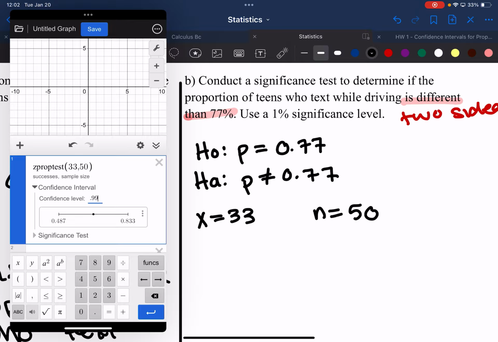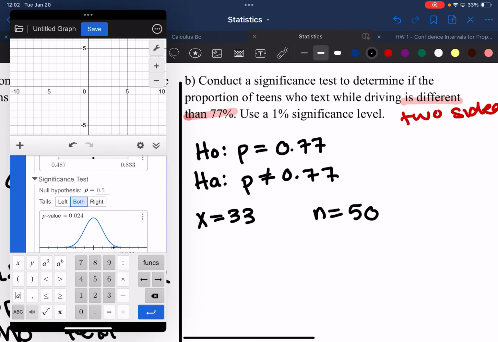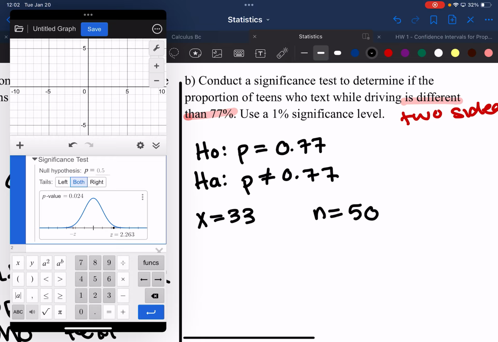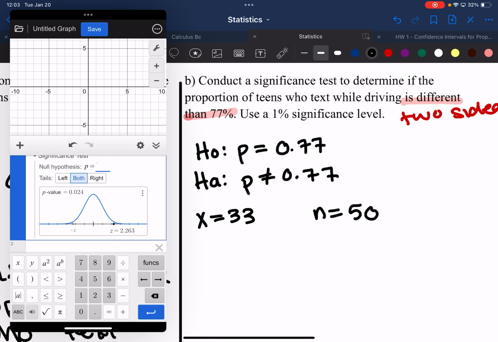Since we already have the inference up with that same data, I'm just going to click on the significance test, scroll down, and type in my null hypothesis. What number am I typing in here? Yes, 0.77. Then I need to make sure my tail is on what? Both, because it's a two-sided test, so I need to look at both sides. This gives me my p-value. My p-value is equal to 0.065.